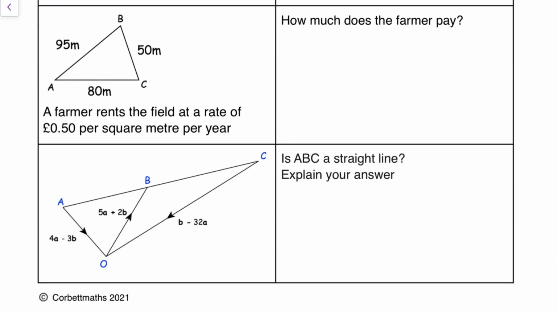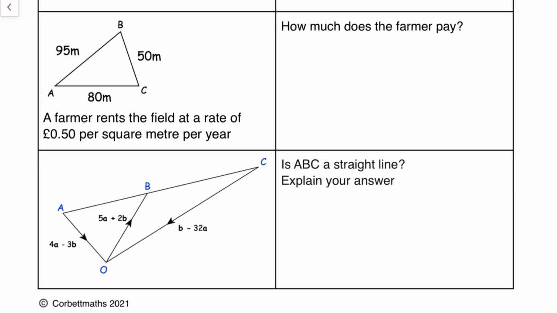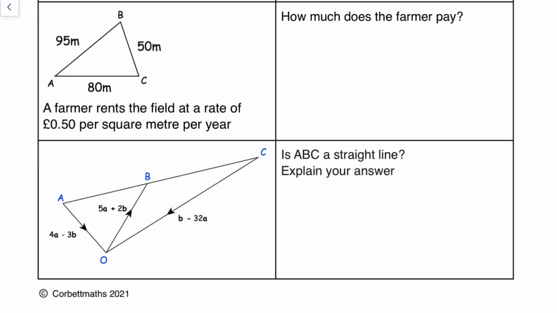Next question. A farmer rents the field at a rate of £0.5 per square metre per year. How much does the farmer pay? I feel I'm missing some information. Okay, I presume the answer is going to be per year, isn't it? So I need to work out how big this field is. Now I can't use sine rule, can I? Because I don't have an angle. So I'm going to use a cosine rule to get an angle, and then I'm going to use that angle to work out the area of the triangle.